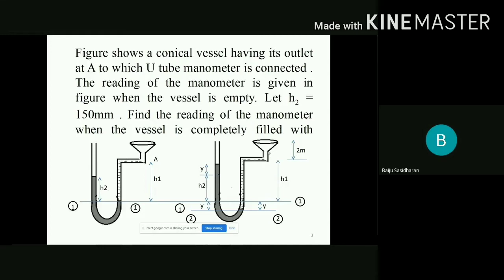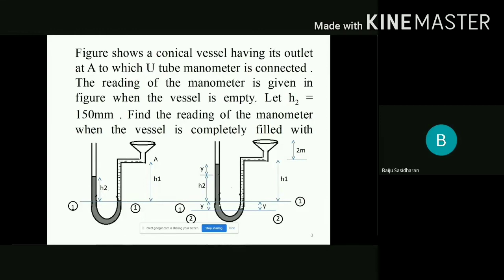While it is completely filled with water, the pressure inside will increase. And according to that, there is a depression in the manometric fluid. This is our initial level, and this may be the first line. From that first line, the level of the manometric fluid gets reduced. That reduction will be y. That reduction will be reflected in the left limb, that is y there.